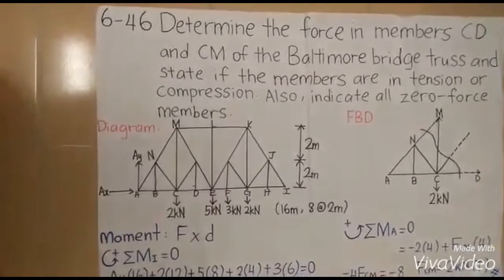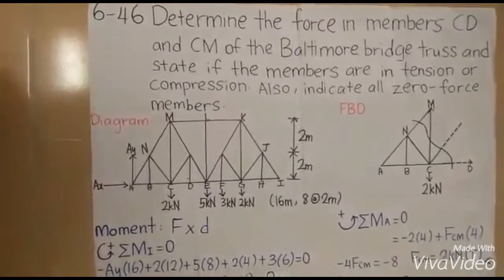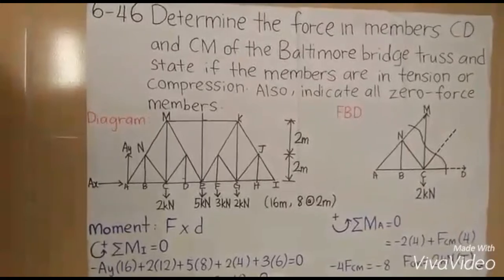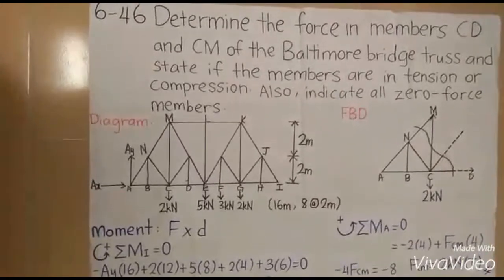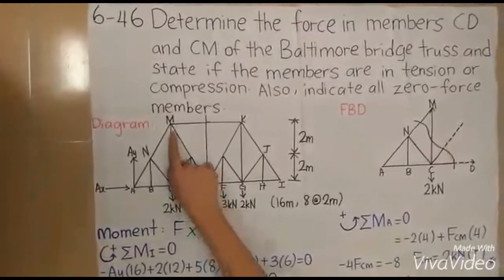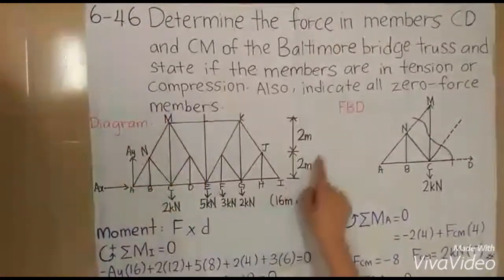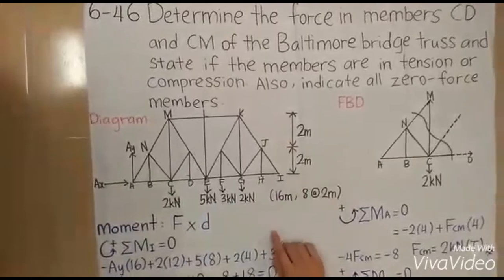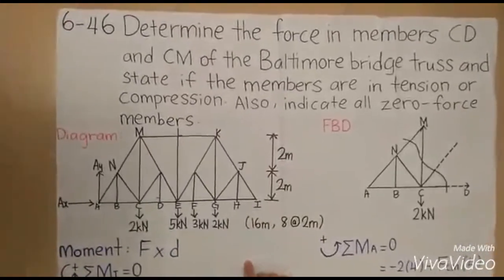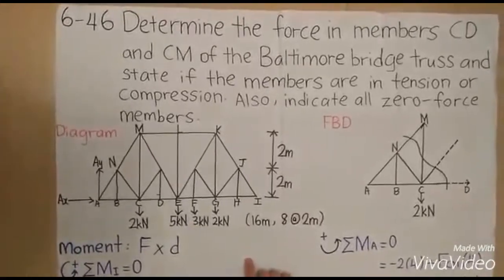And now we are going to discuss our assignment question, which is question 6-46. The question asks us to determine the force in members CD and CM of the Baltimore Bridge Truss and state if the members are in tension or compression. Also, indicate all zero force members.